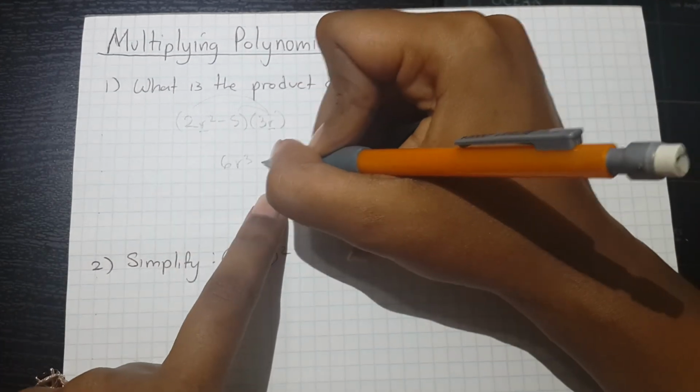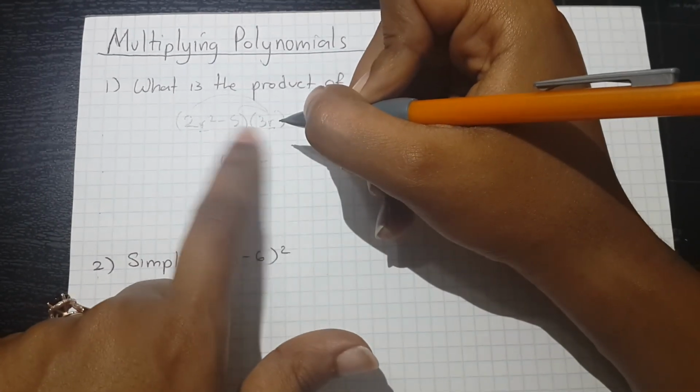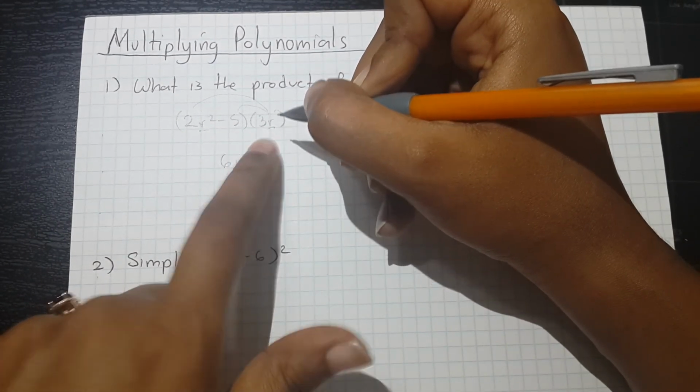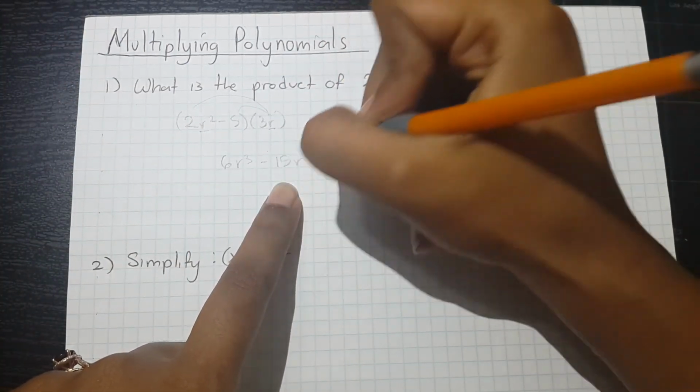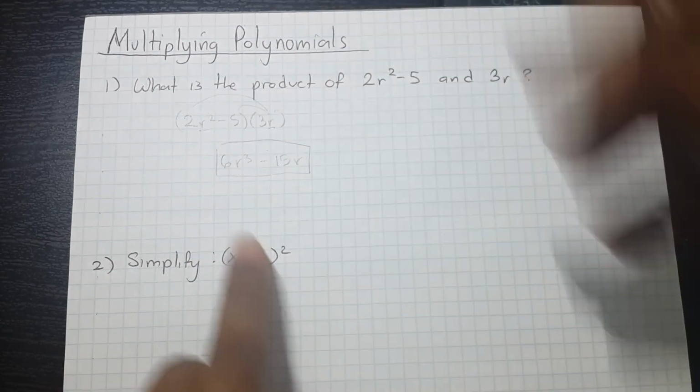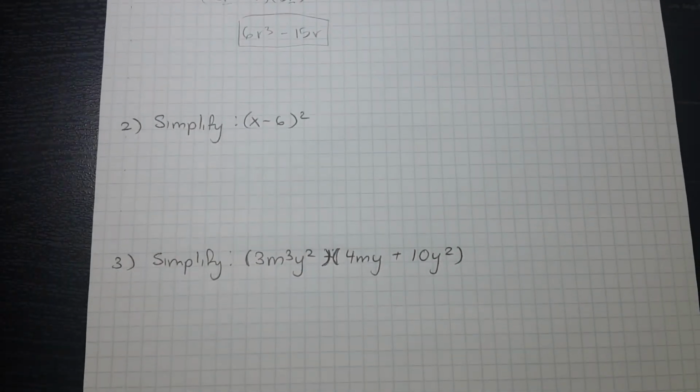Okay, let's do the next one. Minus, they don't have any variable in common, so you're just going to multiply the numbers. So it's going to be minus 5 times 3, which is 15r. That will be your expression. Let's move on to the next one.